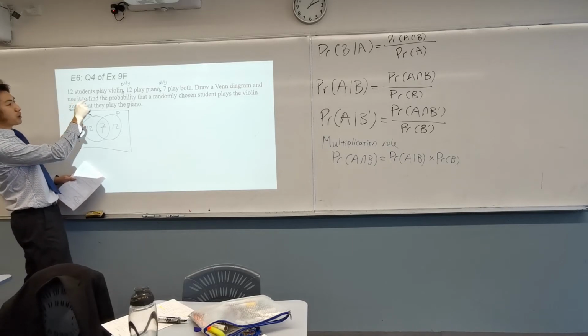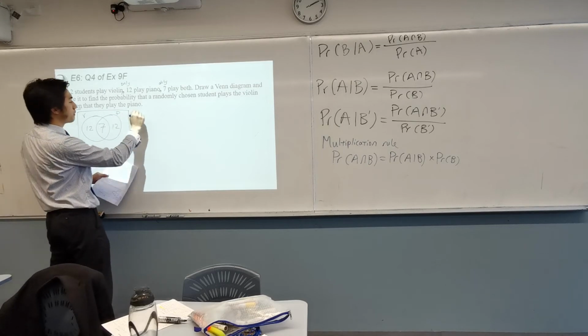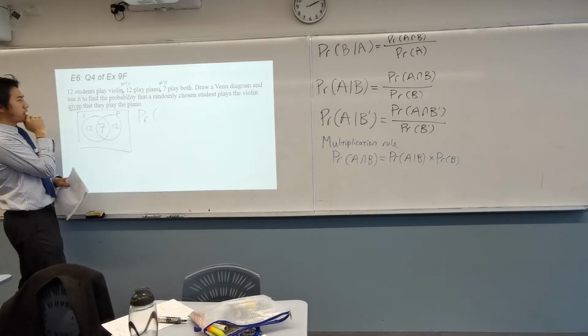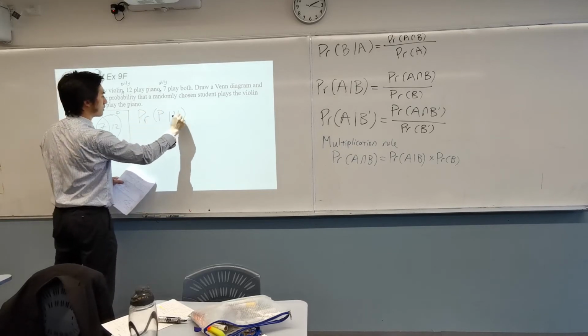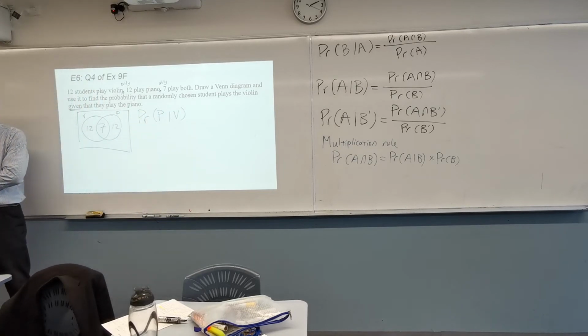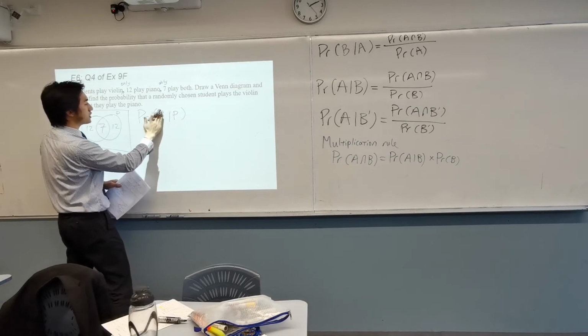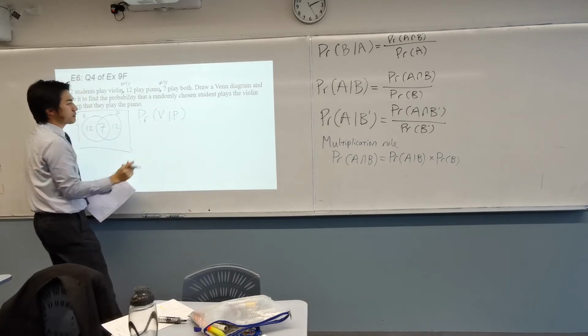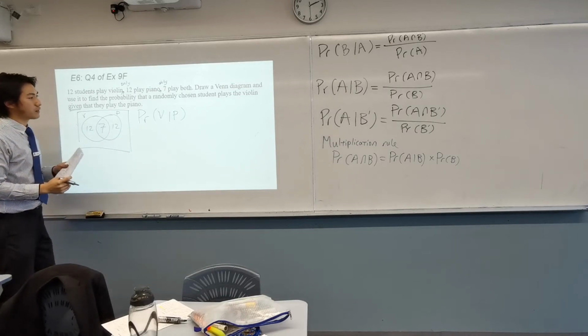Okay, find the probability that a randomly chosen student plays the violin given that they play the piano. So, how do I write it? Given the piano like this? The other way around. Other way around, good. So the condition comes afterwards. The condition is that they must play piano, and the successful outcome is that they must play the violin as well.